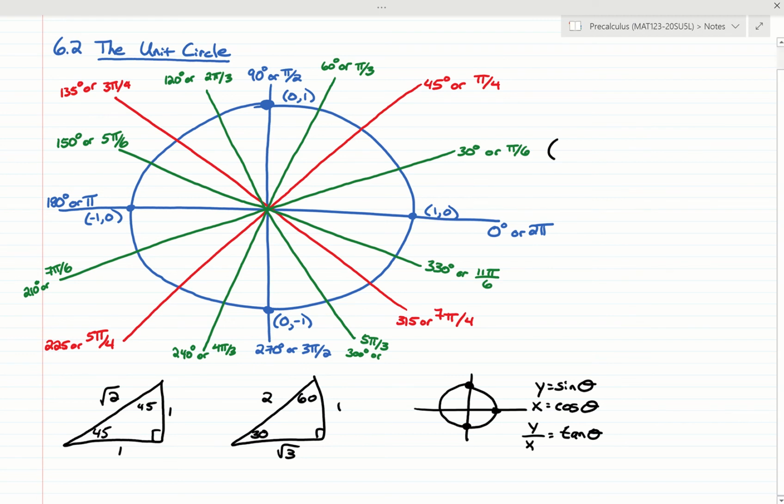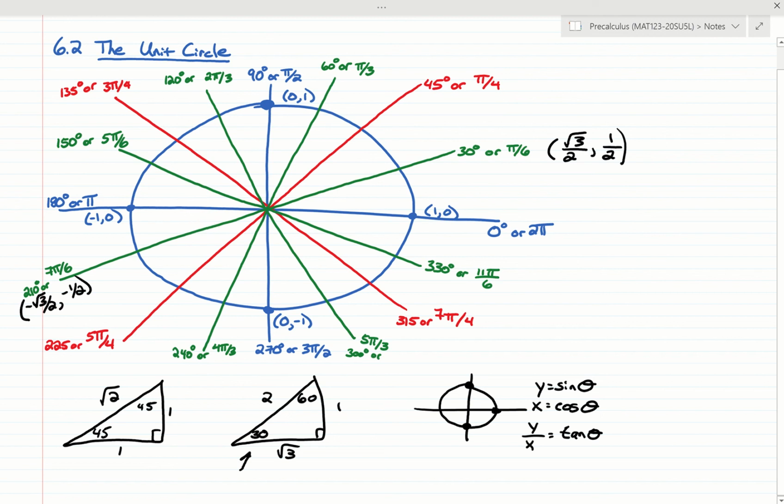Alright, so 30 degrees. I'm looking at my 30-degree triangle right here, and the x value, the cosine, would be root 3 over 2. The sine of 30 degrees is 1 over 2. Now one thing I could do is transfer that onto the other side of that line, because it's the same 30-degree reference angle, but we're going left and down, so both of those would have to be negative. So that takes care of that.